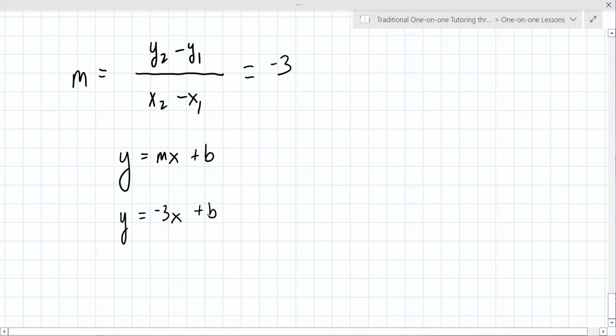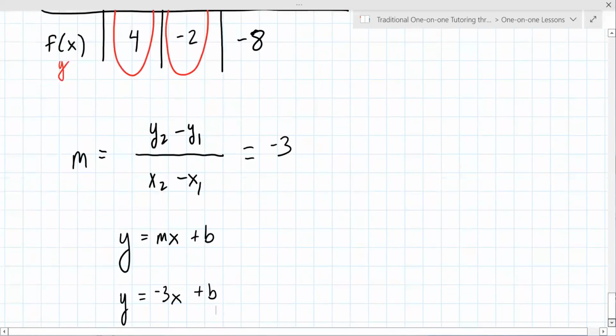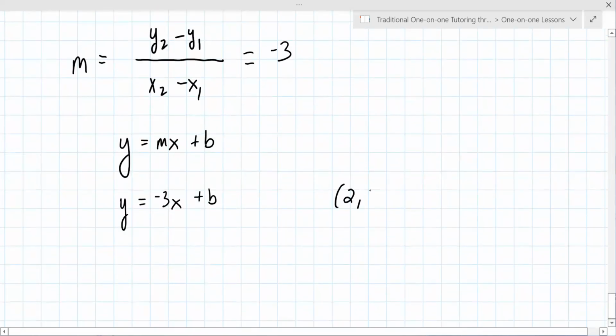And now we're going to go grab a data point. What are we going to grab? We're going to grab 2, 4. So I want you to use this data point, 2, 4, where x is 2 and y is 4, and put that into this equation and solve for y. I'm sorry, solve for b. So you're going to put this value of 2 in for x, 4 in for y, and I want you to solve it for b.